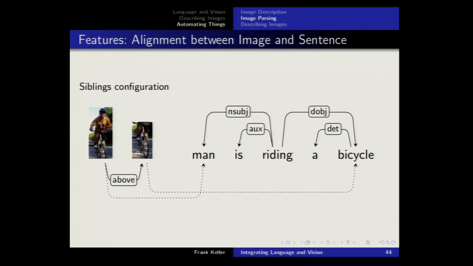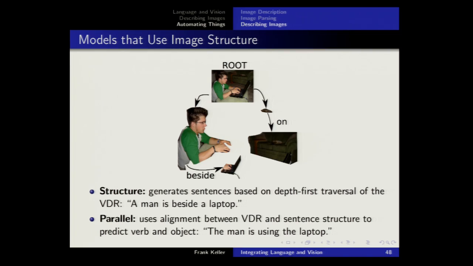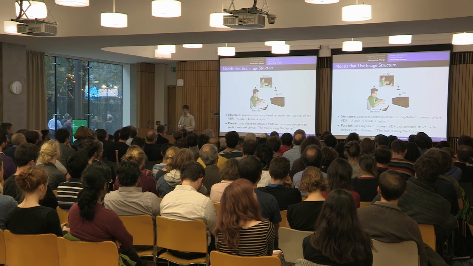So we know how bicycles and man relate to each other, right? If it's an above relation in the image, then it's a riding relation in the sentence. So we're using this information now for producing a sentence. And so we can say things like the man is using the laptop. Okay, so this is all nice, but does it actually work?